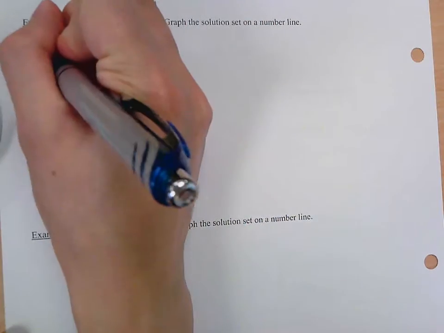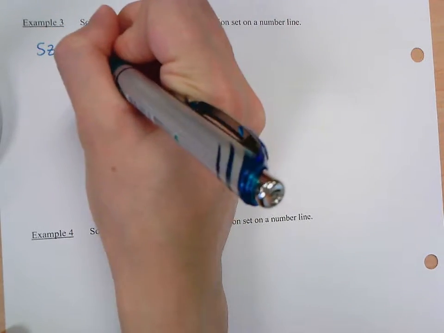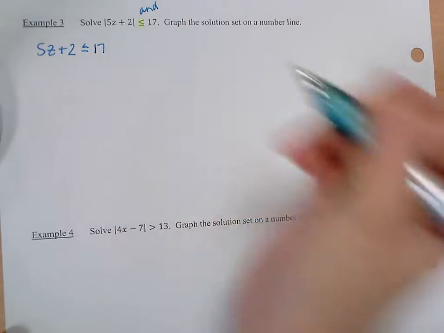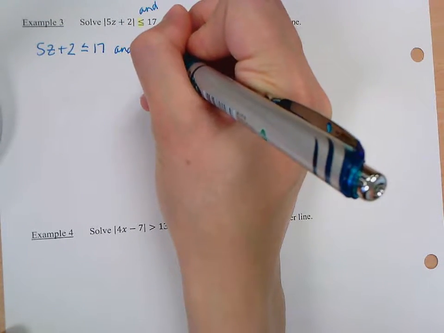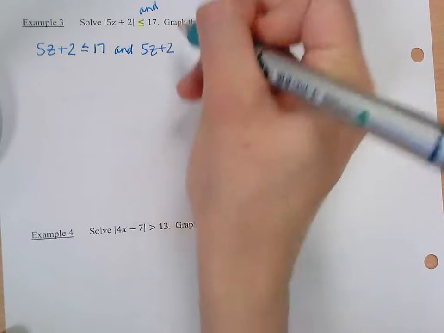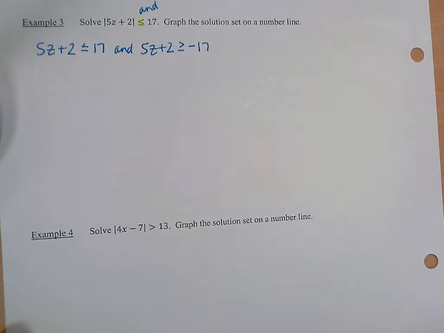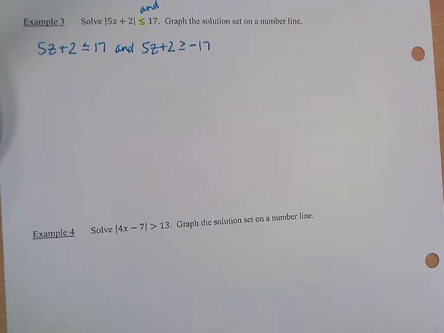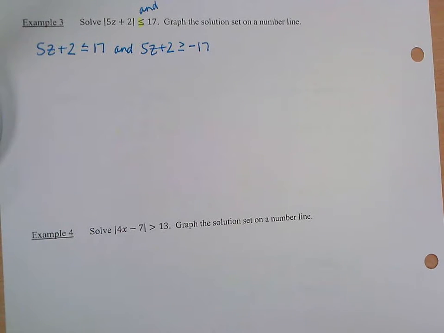So my first inequality would be 5z plus 2, I keep the less than or equal to, and I keep the positive 17. And then I have and, then my other one is 5z plus 2. I flip the inequality to greater than or equal to, and the 17 then is negative, or becomes the opposite. Okay, and then I would just like I did in the last one, solve both of these for z. They're joined by and, graph it, write my solution set, and so on.